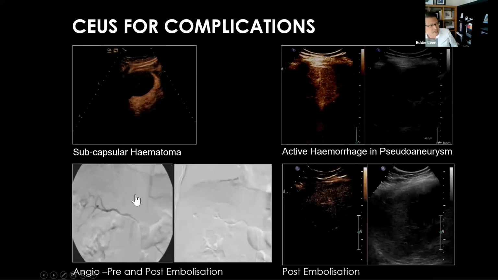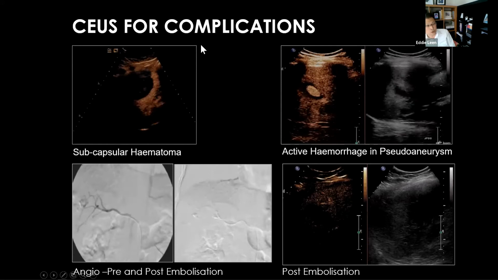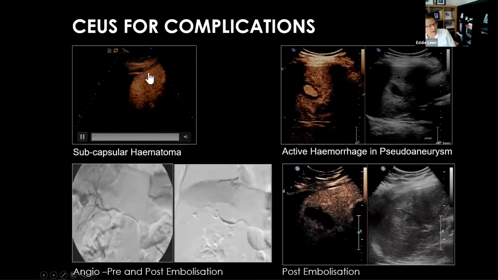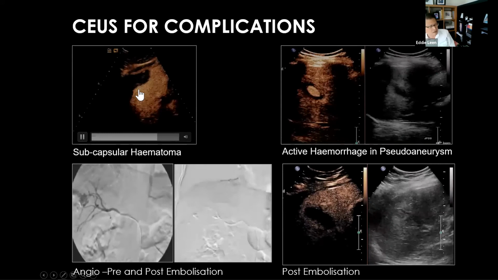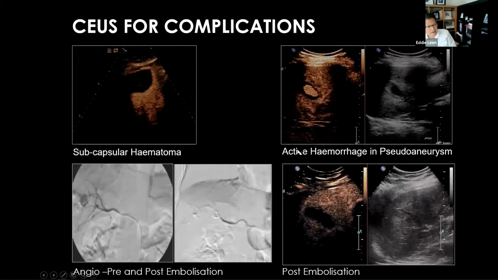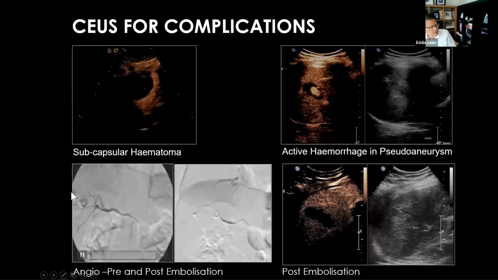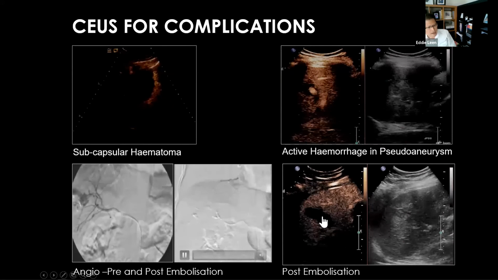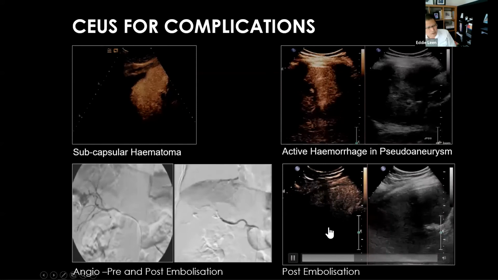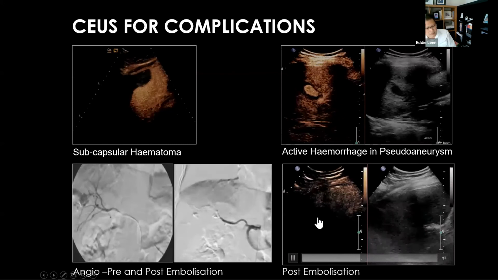As I said, one of the roles of CEUS post ablation, or during ablation, is also to look for complications. We can see here an intrahepatic subcapsular large hematoma. This patient did not need any intervention given that the hematoma was stable. On the other hand, we had a patient that had active bleeding that was in fact a pseudoaneurysm, and that was confirmed on angiogram straight away, as you can see here. I embolized that pseudoaneurysm straight away, and the post-embolization showed a large hematoma afterwards. But the key point here is there's no enhancement, so there's total control of that pseudoaneurysm.